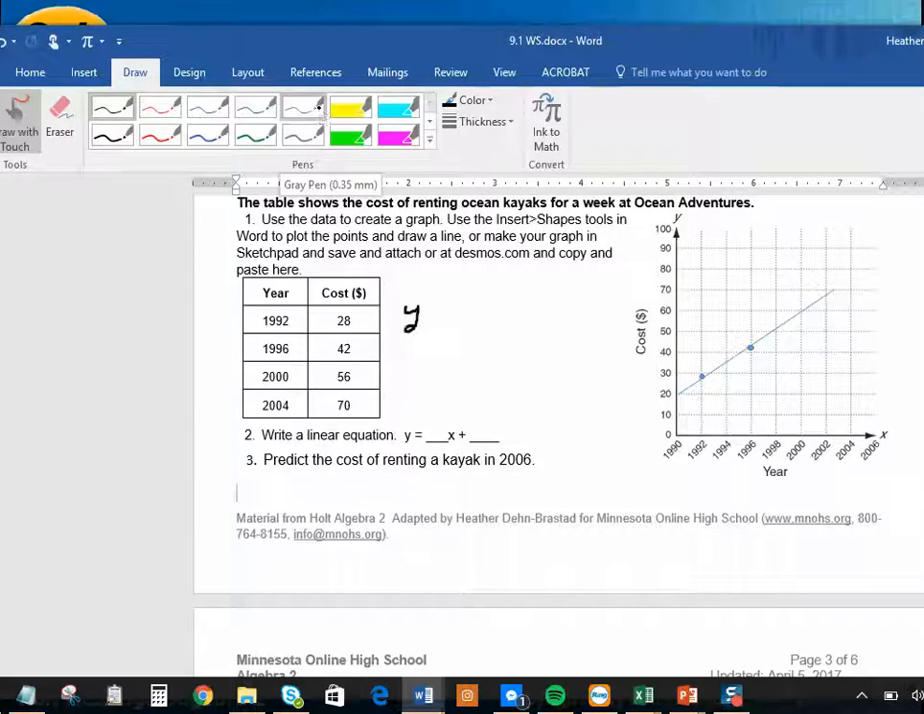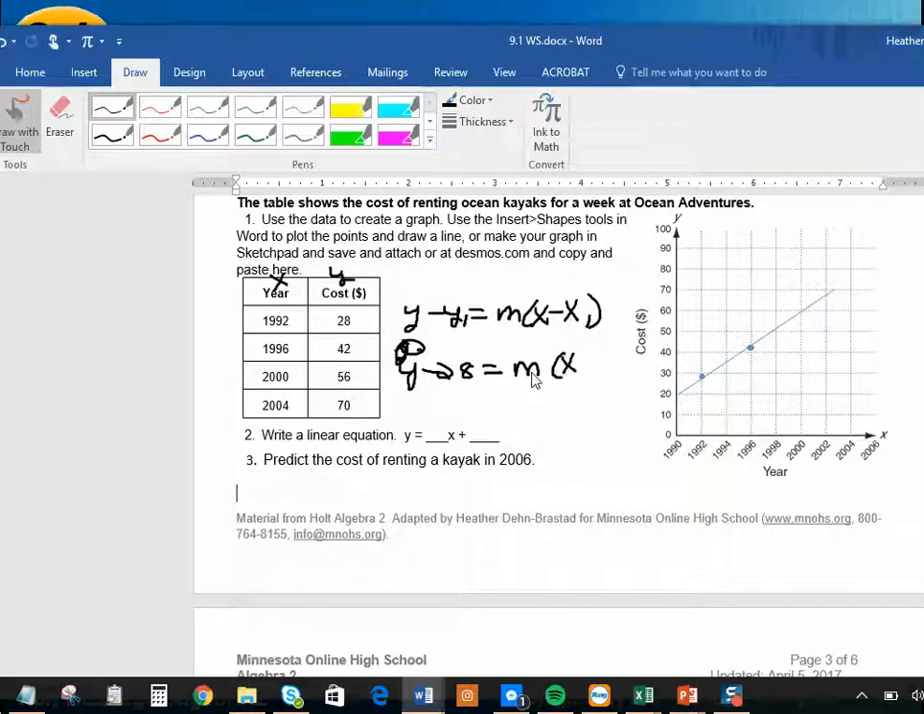So we could use the y minus y sub 1 equals m times x minus x sub 1. The point slope form of a line would be good because I have plenty of points that I could use. These are the x points, these are the y. So I'm going to put that y minus 28 equals m, I need to find m still, and x minus 1992. And for m, the slope is the difference in the y values, y2 minus y1, rise over run, over x2 minus x1.